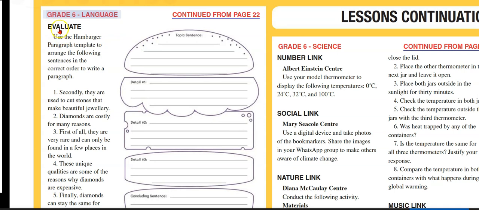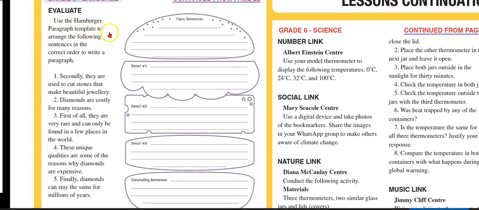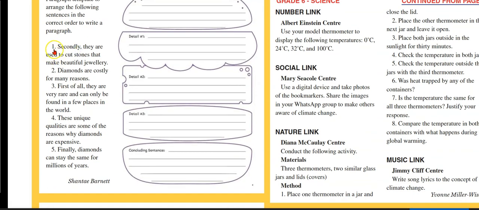All right, let's look at this. It says evaluate. And this is the activity I'd like to see you complete. Use the hamburger paragraph template to arrange the following sentences in the correct order to write a paragraph. 1. Secondly, they are used to cut stones that make beautiful jewelry. So it says secondly, maybe that is the second detail. First of all, they are very rare and can only be found in a few places in the world.